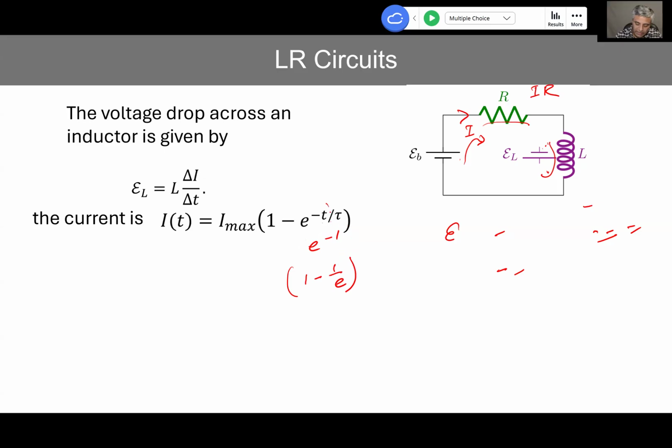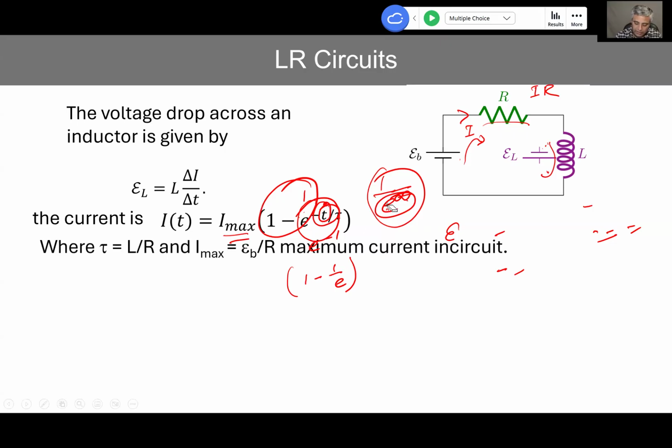But when time is very large, then what happens? This thing is like E to the power infinity, a very large number, and 1 divided by a very large number is 0. So at the beginning, it is trying to get to this maximum current. And when this whole thing is 0, then it's going to be 1, and the current is going to be 0. So the current is changing as an exponential.